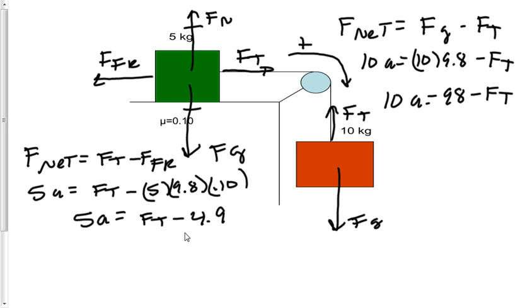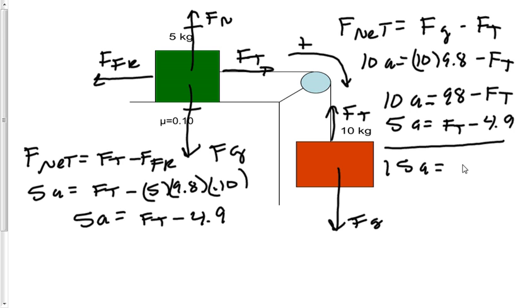Once again, we have two unknowns, but we do have two equations. We can add the equations together. We have 5A equals force tension minus 4.9. We then put both equations together. We will then get 15A equals 98 minus 4.9. Solving for the acceleration, we get 6.2 meters per second squared.